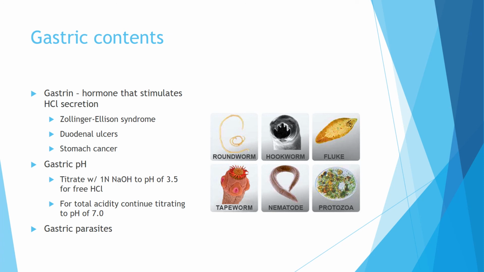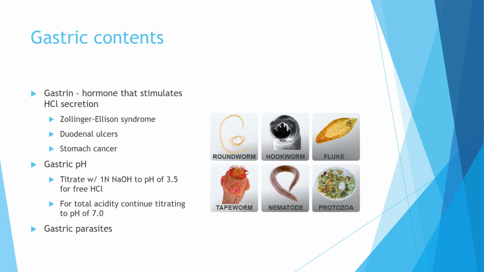If you wanted to do the gastric pH, which would be decreased with excessive HCl, you would titrate the gastric contents with 1 normal sodium hydroxide to a pH of 3.5 to get a free HCl level. And then for total acidity, you'd continue titrating to a pH of 7.0 to get those levels. And if you have a very high level of HCl or low pH, that'd be a pretty good sign that you have some kind of increase in HCl production, which might be related to Zollinger-Ellison syndrome.